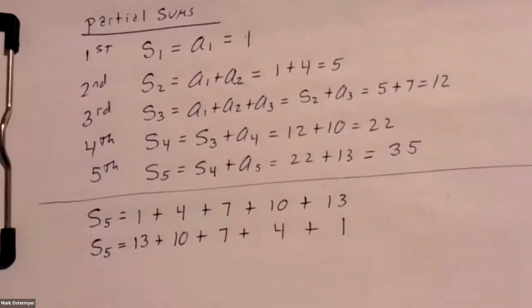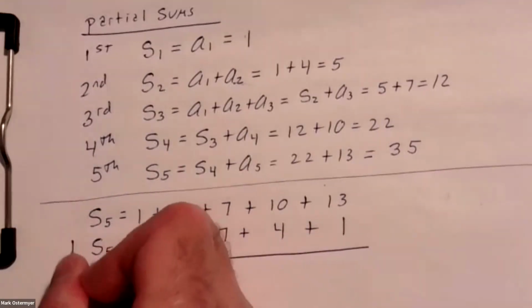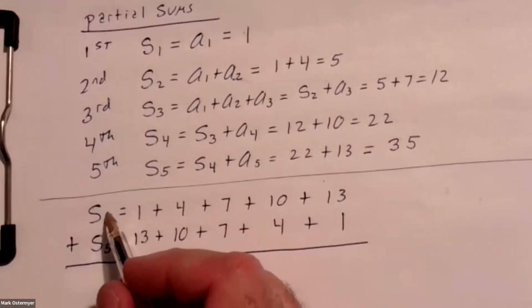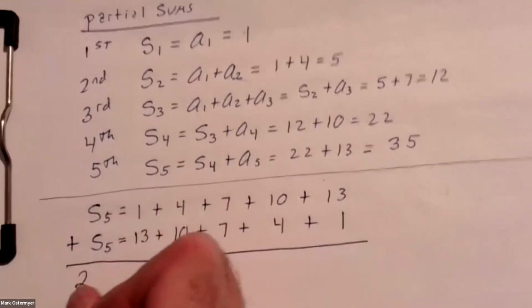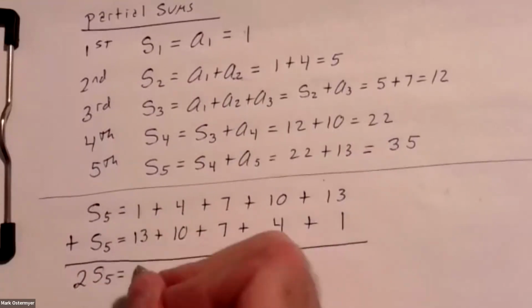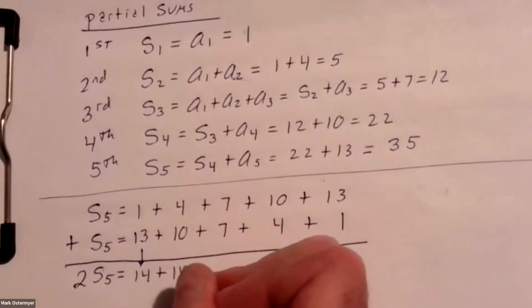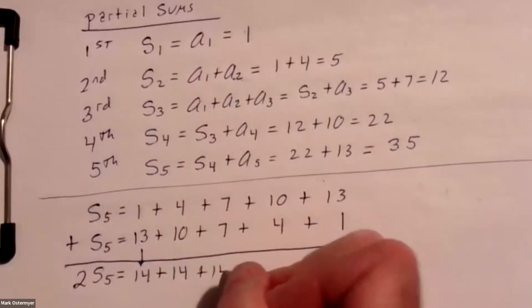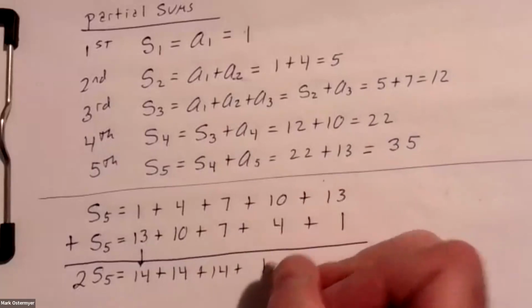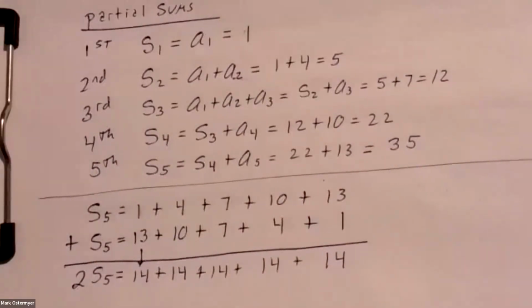We do that there. Still the same partial sums. They both give you 35. Now we're going to add these equations together, and S sub 5 added to S sub 5 is 2 times the 5th partial sum. Now 1 plus 13 gives us 14, plus 4 plus 10 gives us 14, 7 plus 7 gives us 14, 10 plus 4 gives us 14, and 13 plus 1 gives us 14. So something very interesting occurs here.